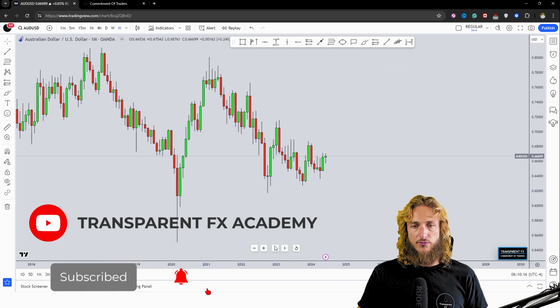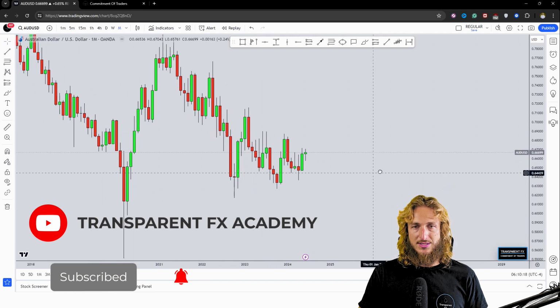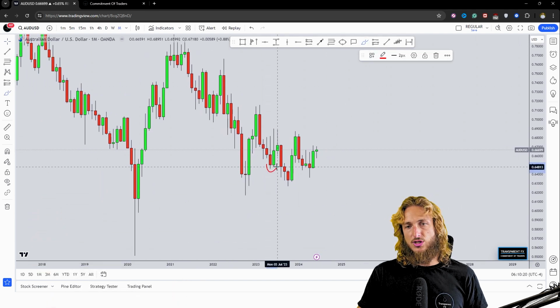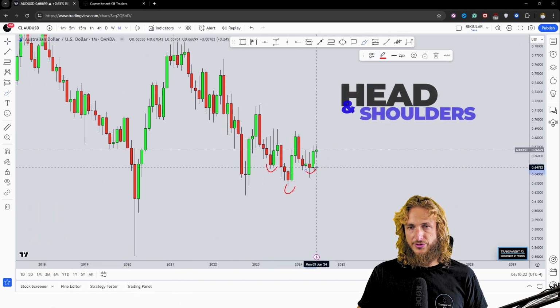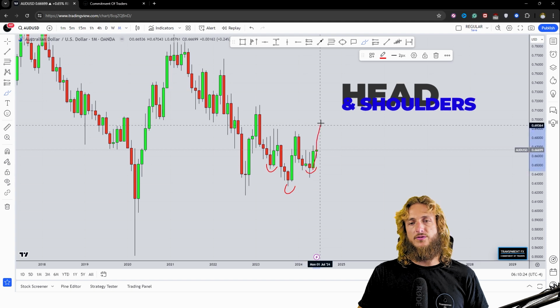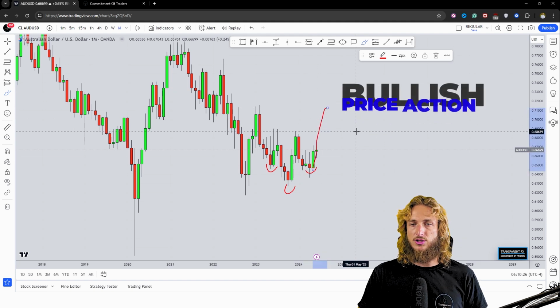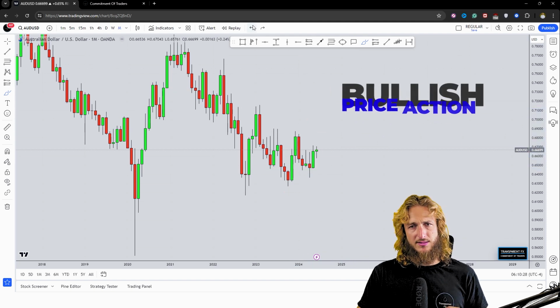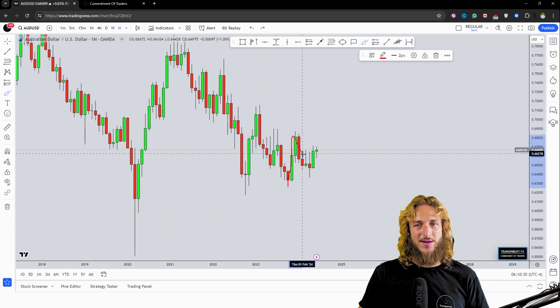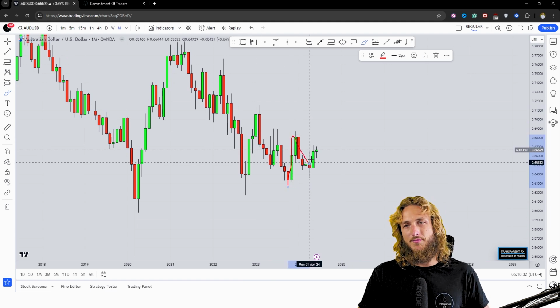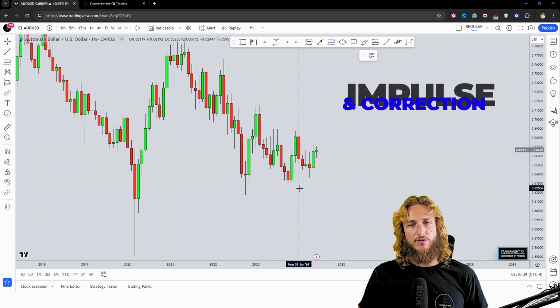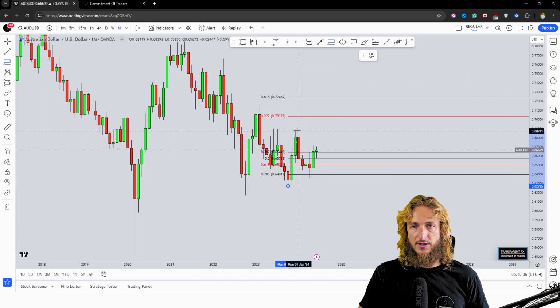We can also notice, if we zoom in into the most recent price action, that the market has just created this inverted head and shoulders. And with the creation of an inverted head and shoulders, bullish price action could be expected. From a pattern standpoint, we can also notice that as we have an impulse and correction, if we want to measure the correction, we have to take our Fibonacci from the low to the high of the impulse leg.